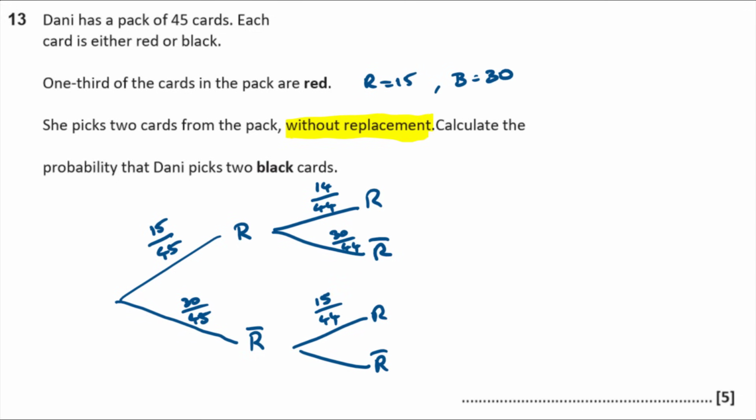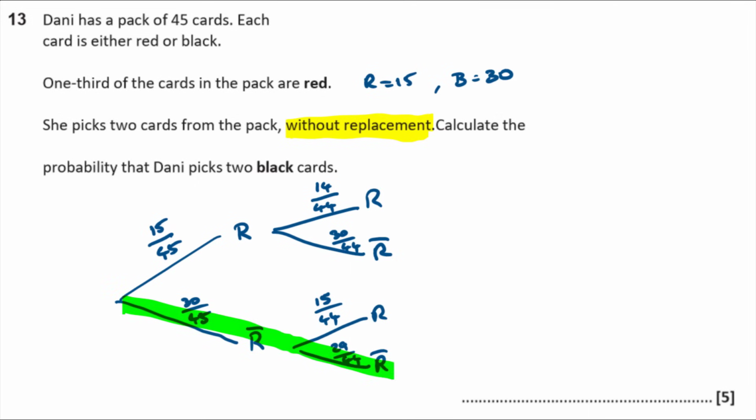And how many not red ones? Well, if I picked a not red one the first time, then I've got 29 remaining out of 44 to pick on the second selection. Okay, so we want to work out the probability that Danny picks 2 black cards, which is the not red route, isn't it? It's that route down there.